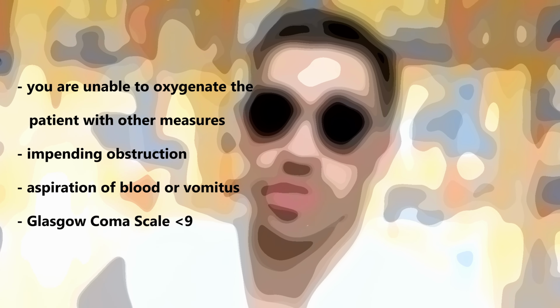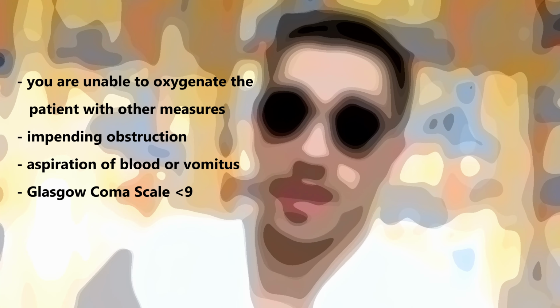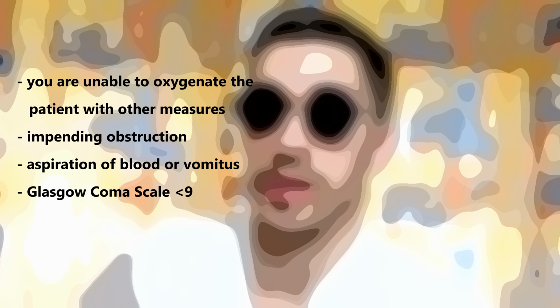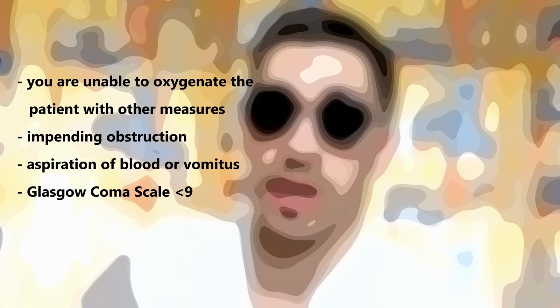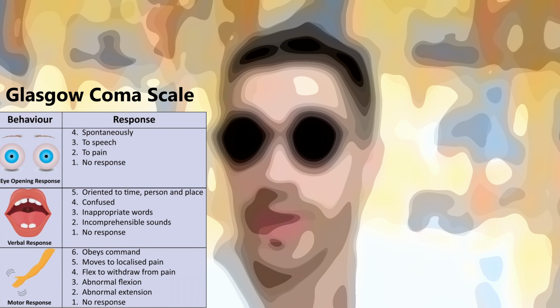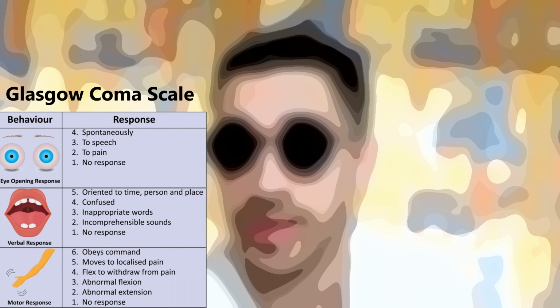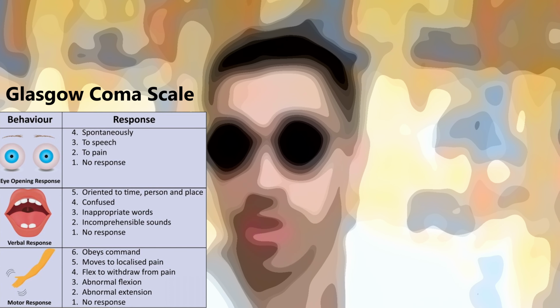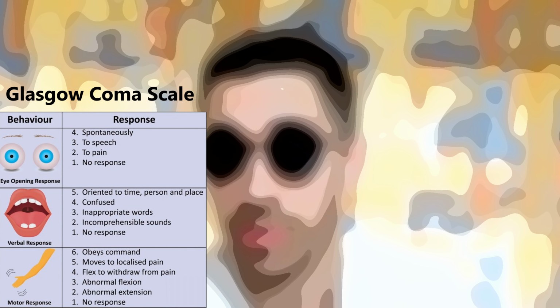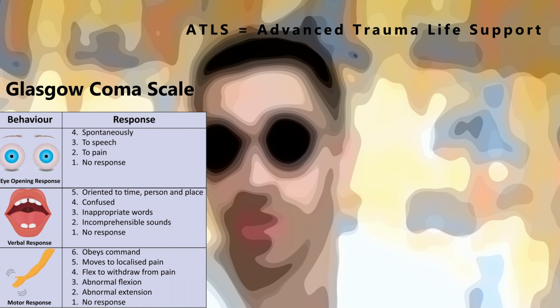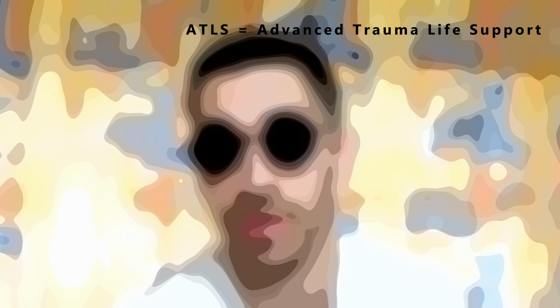A definitive airway is indicated if you are unable to oxygenate the patient with other measures, if there is impending obstruction, aspiration of blood or vomitus, and a diminished level of consciousness. Let's say Glasgow Coma Scale under 9. In GCS under 6, you undoubtedly need a definitive airway. If the GCS is between 6 and 8, intubation may be a matter of discussion and you will need experience to make the decision. Nevertheless, in the trauma setting, ATLS suggests intubation in every patient with a GCS under 9.